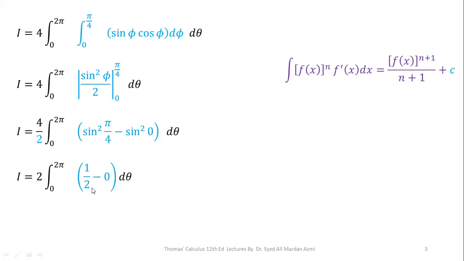So after this, I can take this 1 by 2 outside. It will be cancelled out with this 2. So I have integration of d theta for the limit 0 to 2 pi, and it becomes 2 pi minus 0, and our answer is 2 pi.